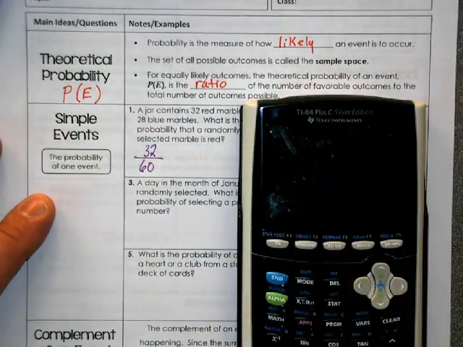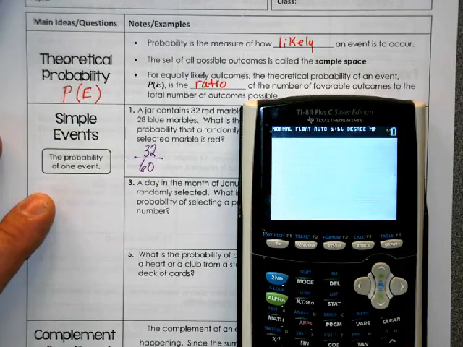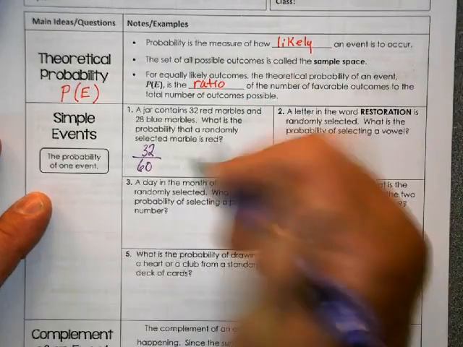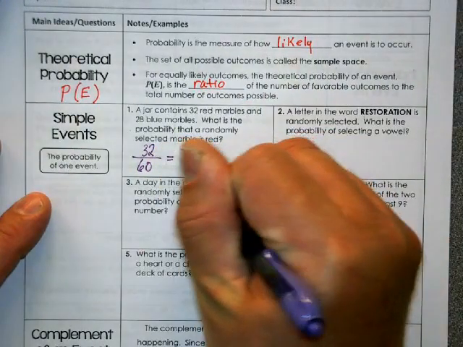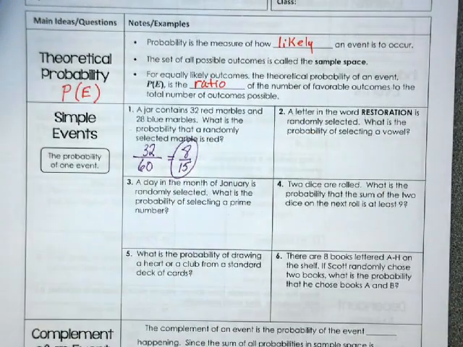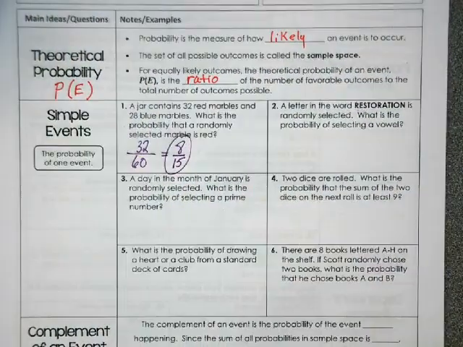You guys remember how to do that in your handy-dandy calculators. 32 divided by 60, enter. Math, enter, enter, and we get 8/15. Now, like I said, that was an easy one. They can get kind of complicated.